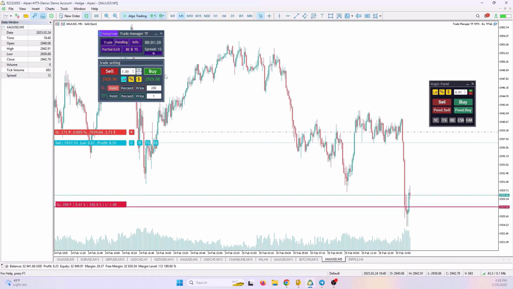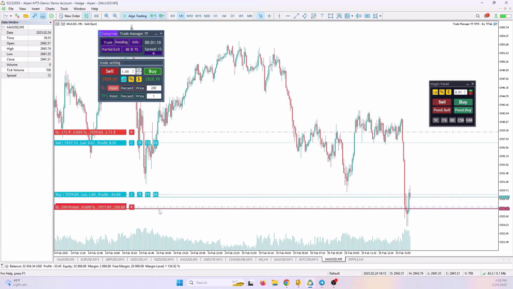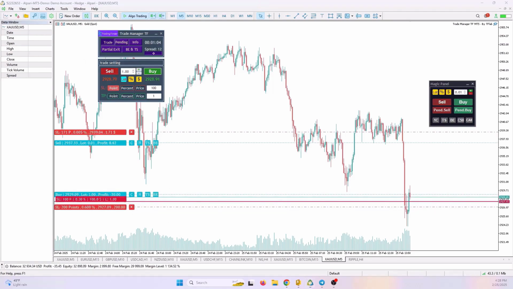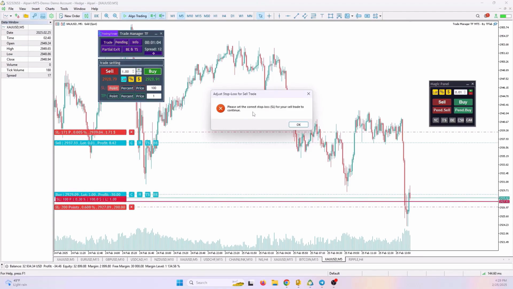For example, in this case, if the stop loss is lower than our entry point and I place a buy trade, then a buy trade is activated here and its stop loss is determined. In the same case, if I place a sell trade, this message is returned to me because the stop loss is not set correctly and therefore the sell trade is not activated.